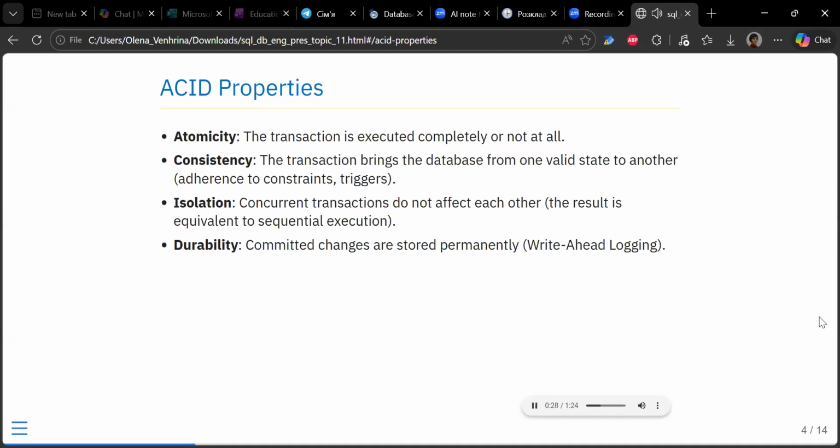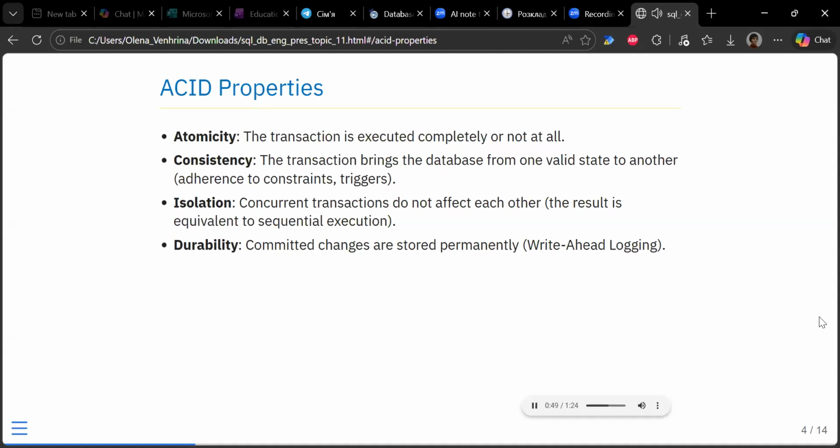The second is Consistency. This property ensures that the transaction does not violate the business rules of the database. After the transaction is completed, all data must comply with integrity constraints, e.g. data types, foreign keys, cascading rules, and triggers. If a transaction attempts to violate these rules, it is rolled back.